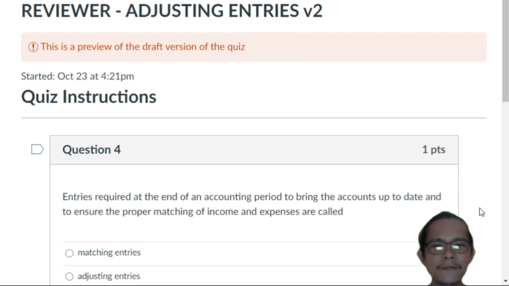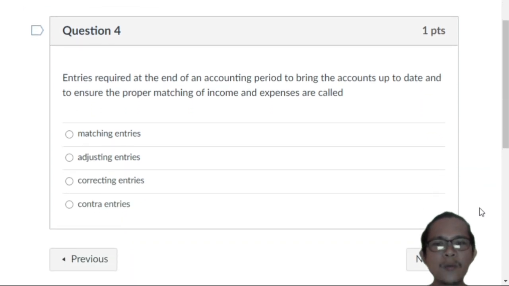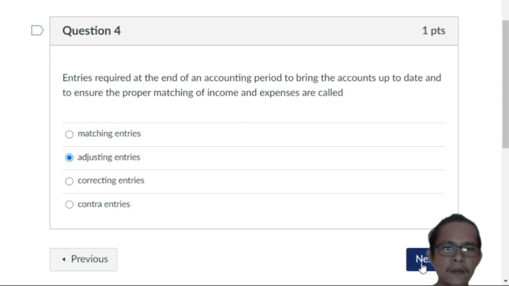For the question number 4, ang tanong, entries required at the end of an accounting period to bring the accounts up to date and to ensure the proper matching of income and expenses are called matching entries, adjusting entries, correcting entries, or contra entries. O entries required at the end of an accounting period para maitama natin and ma-ensure na nasusundan natin yung matching principle. Siyempre, that is your adjusting entries.